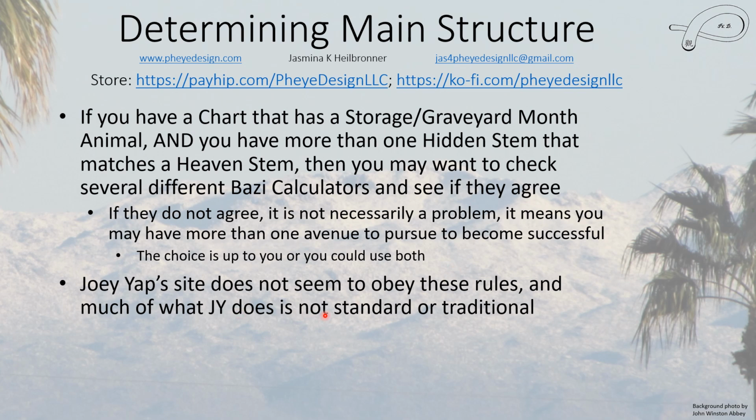Now, Joey Yap's site does not seem to obey these rules. But honestly, a lot of what he does is not exactly standard or traditional. He says he has enough experience that this works for him, and I'm not saying he's right or wrong. I'm just saying he's different. And the nice thing is he puts it in a way that we can easily understand. Now, if it doesn't seem to be you at all, then maybe you want to look at a different method than he uses to determine what is the main chi.